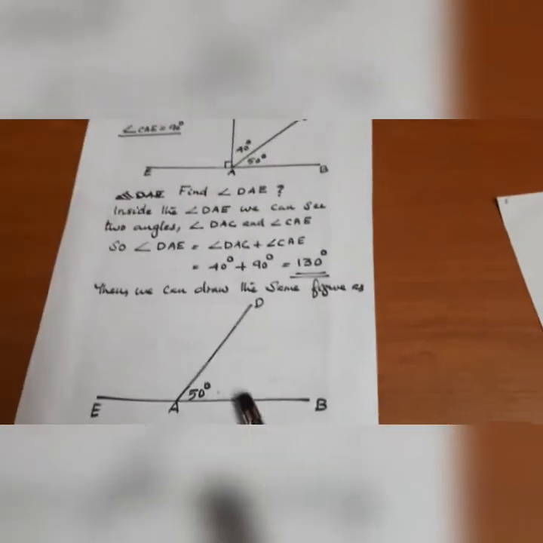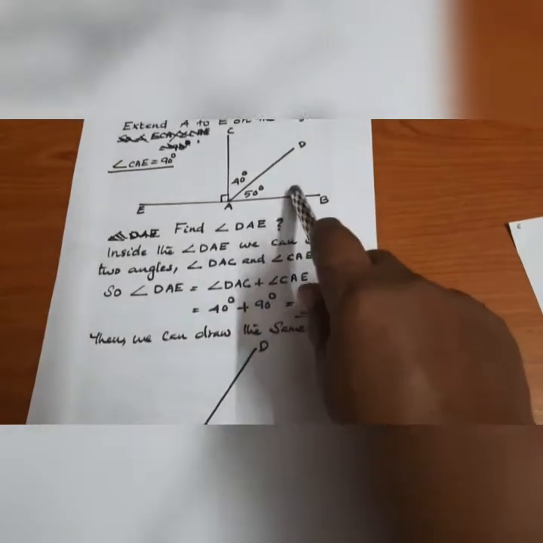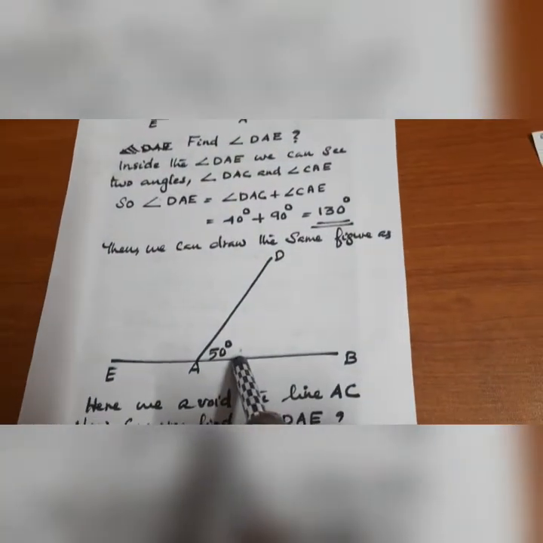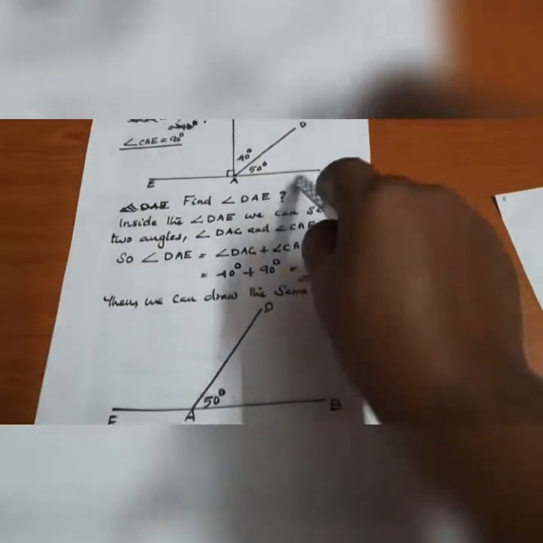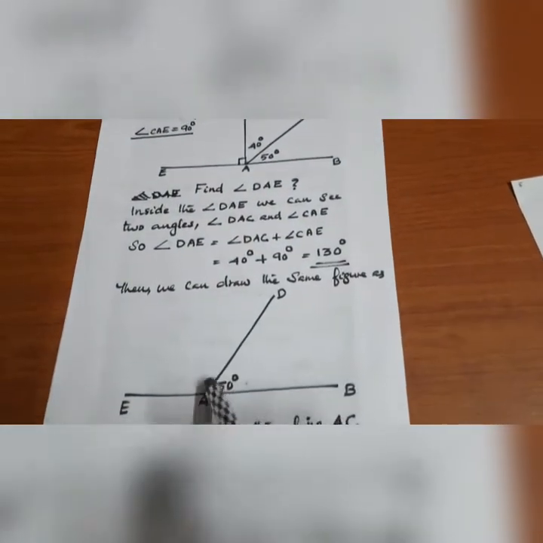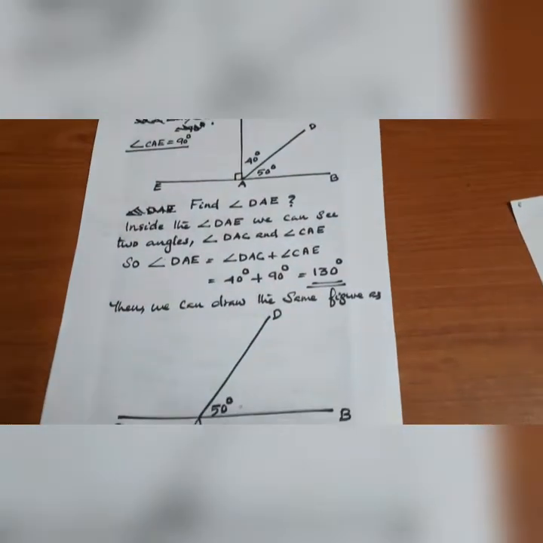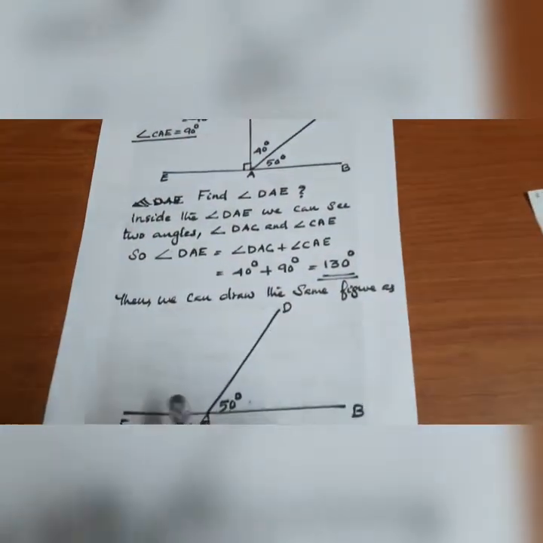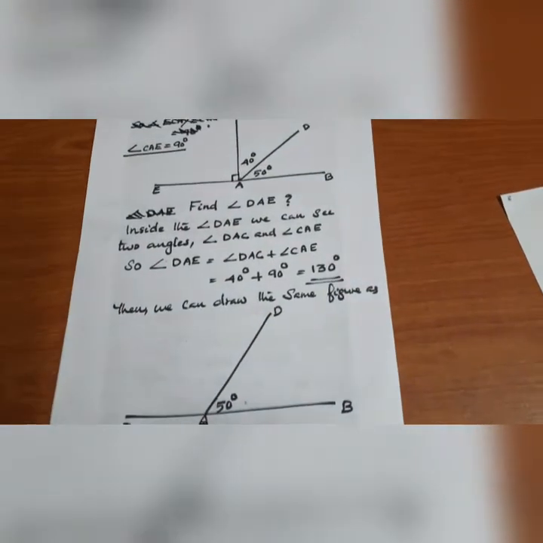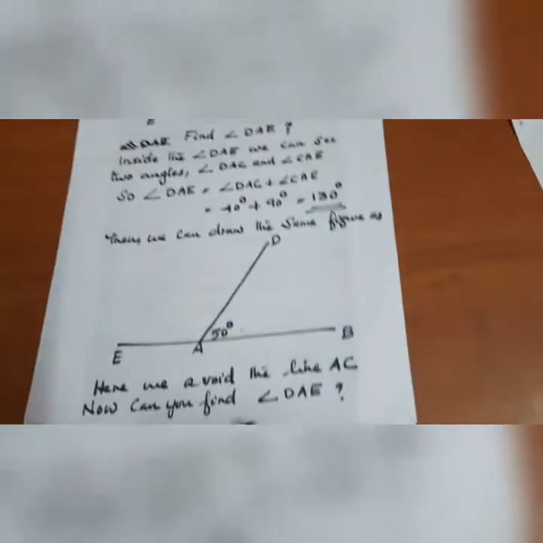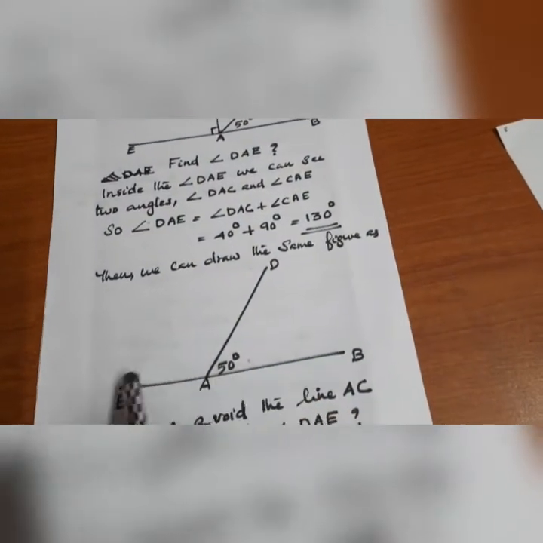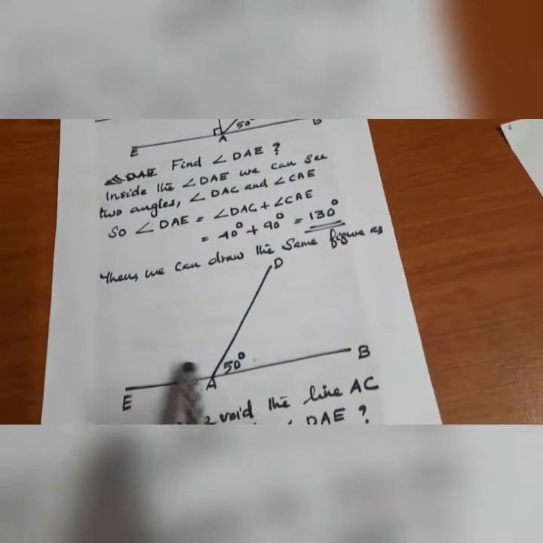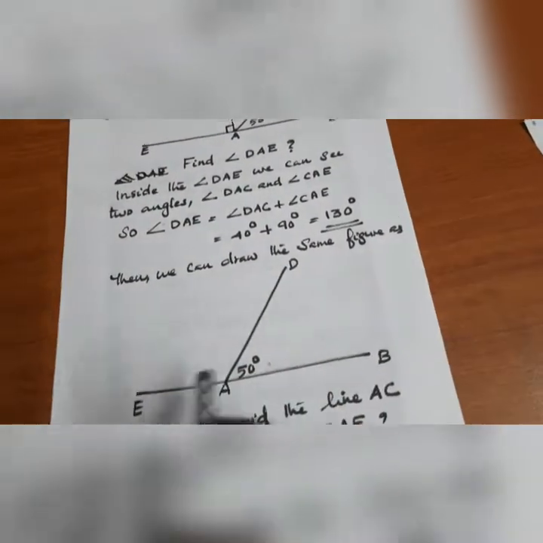Now we can draw the same figure like this. What is the difference between these two figures? Here we avoid angle AC. We would not draw the line AC. Therefore, here two angles can be seen, that is angle DAE and angle DAB. Here we have to find out angle DAE.